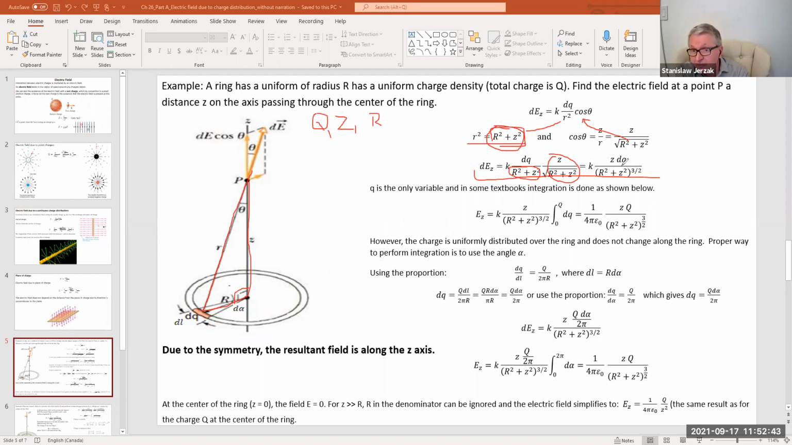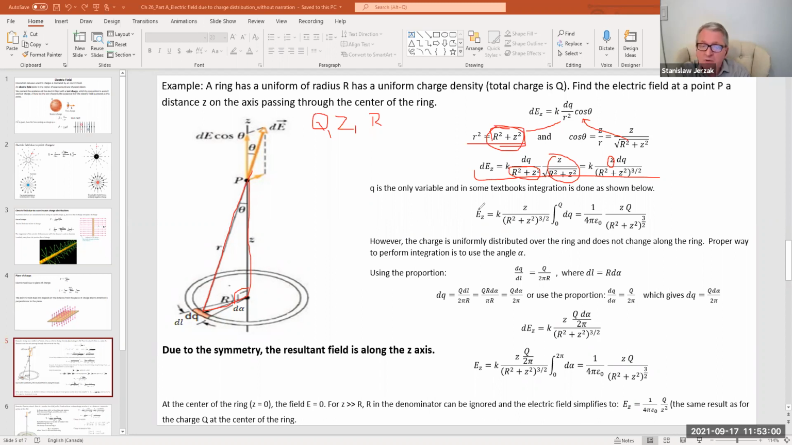And as I've mentioned already a few times, Z is constant. It's not a variable. And capital R is constant. Z is constant. So the only variable in this expression is q.